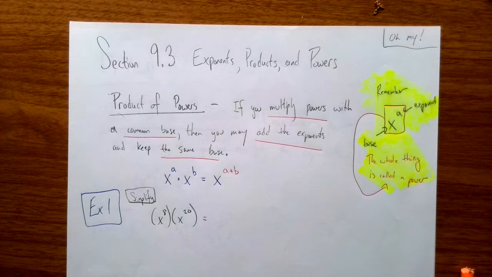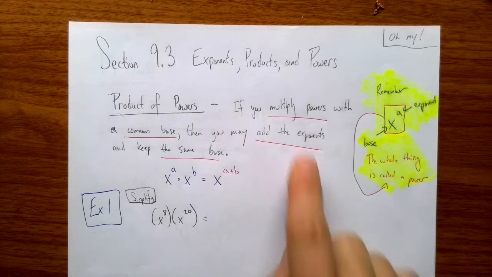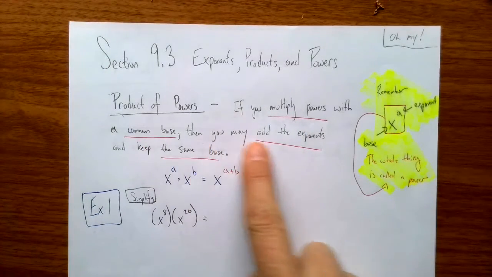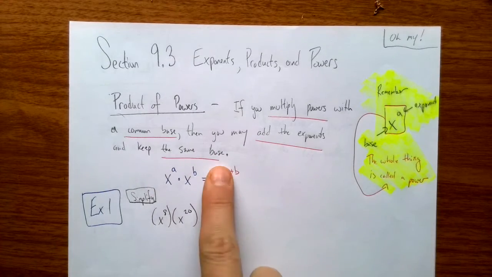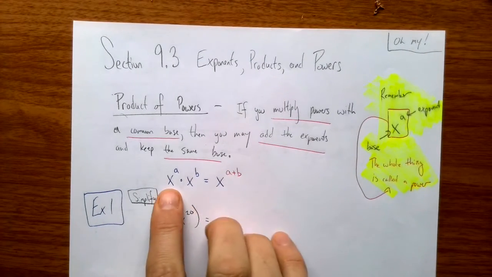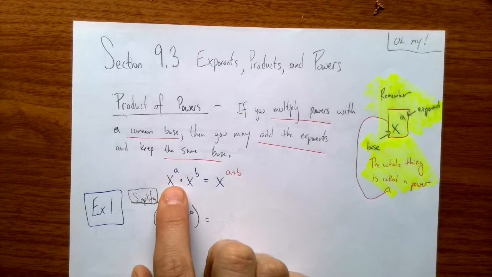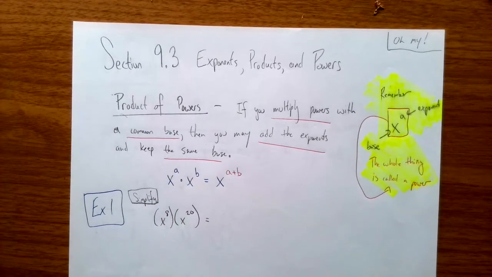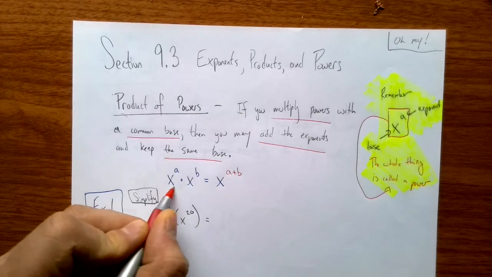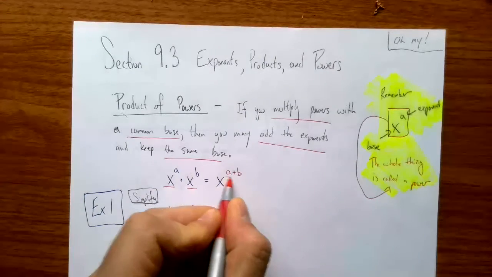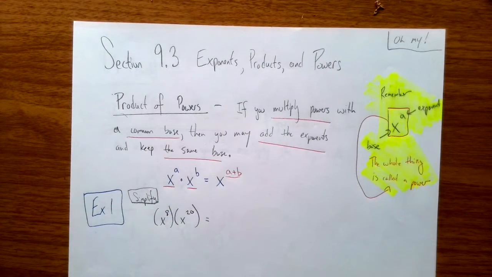The first one we're talking about is called a product of powers, which states that if you multiply powers with a common base, then you may add the exponents and keep the same base. And that is described algebraically here. If we have x to the power of a times x to the power of b, what we have are common bases, which allows us to add those exponents.